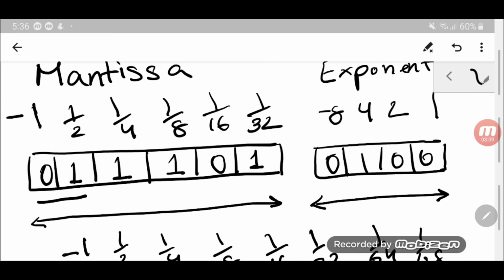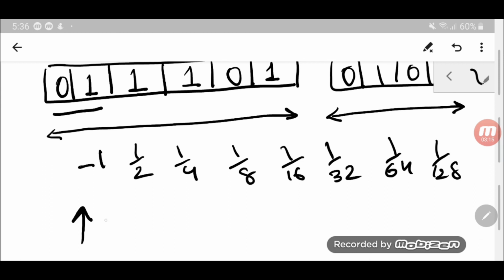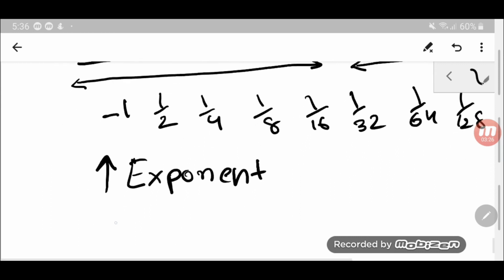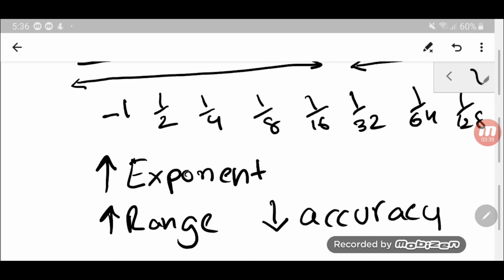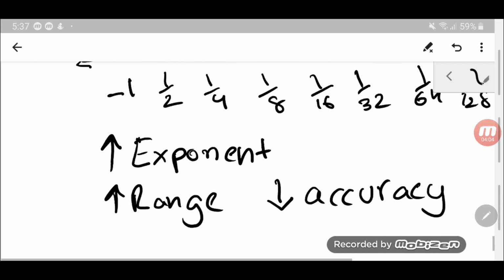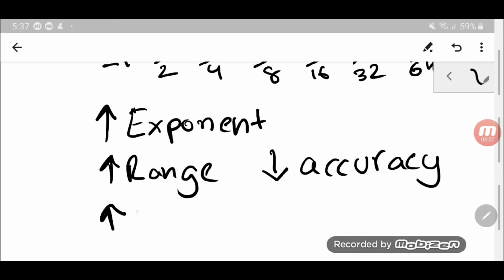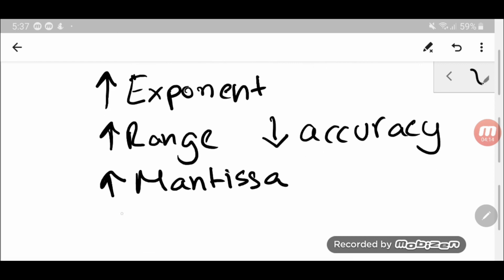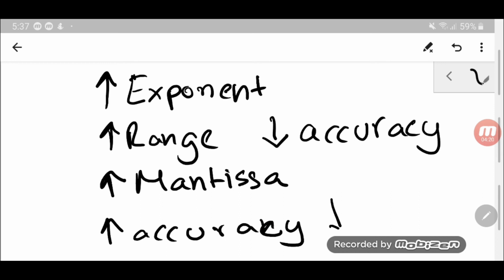And vice versa, if we increase the number of bits in the exponent part, the range increases, but the accuracy decreases. Let's write what will increase and what will decrease if we increase the mantissa part. If we increase the mantissa part, the accuracy increases, but the range decreases.